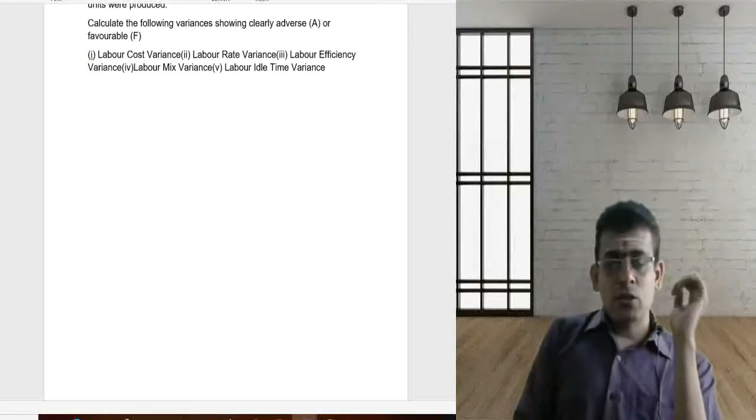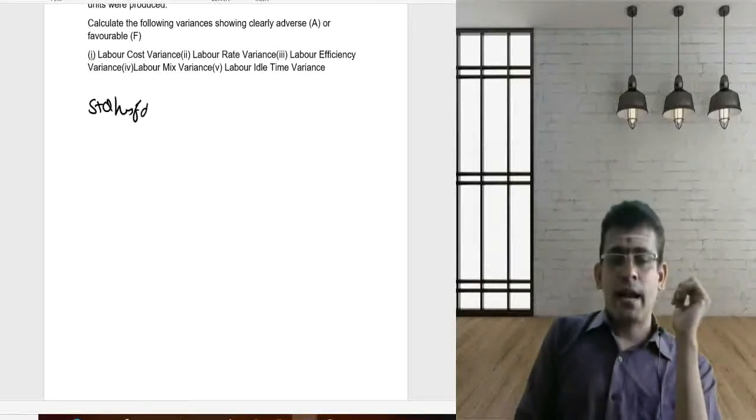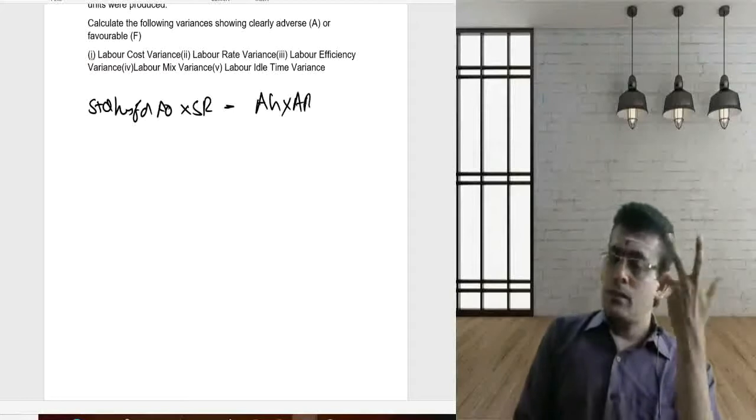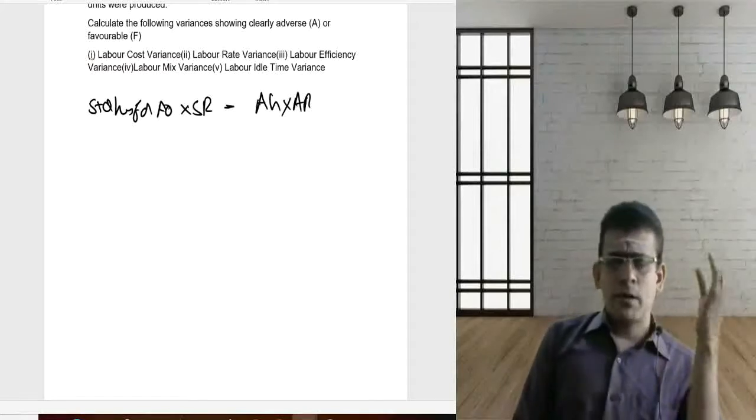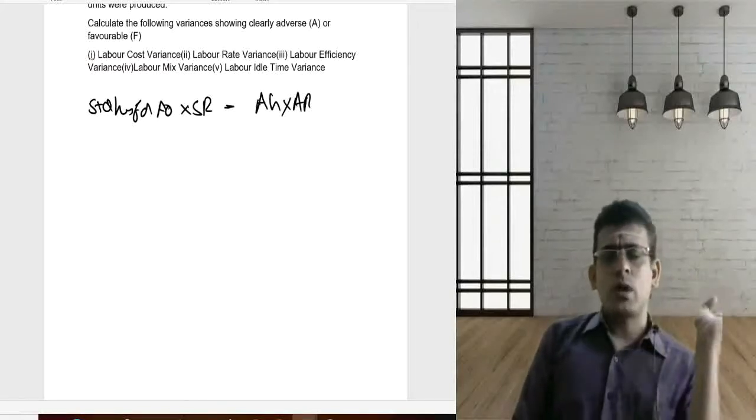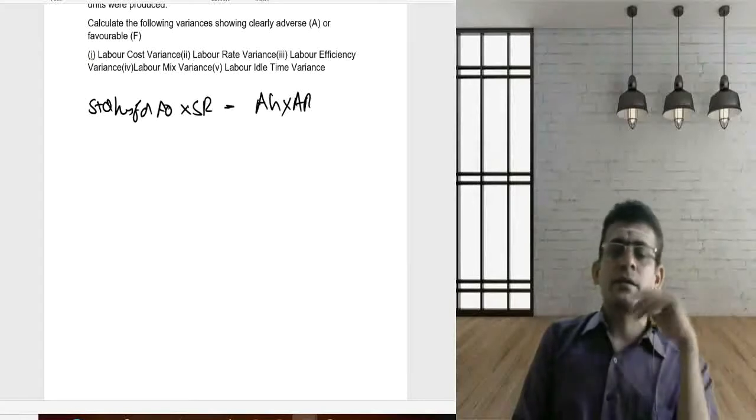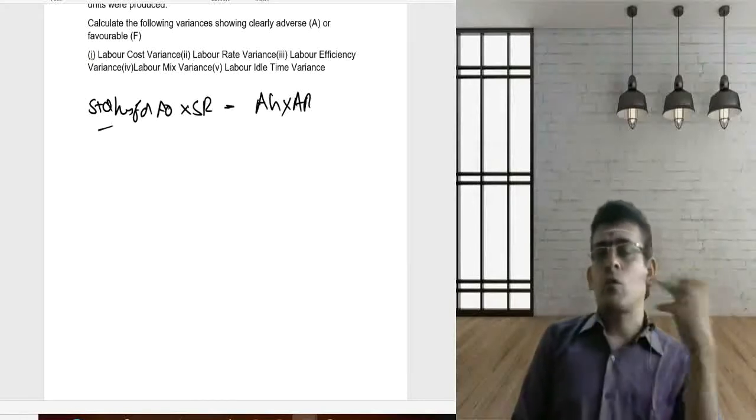So for calculation of your cost variance, what is required? Standard hours for actual output, multiplied by your standard rate, minus actual hours into actual rate. I will take the actual hours, multiply by the actual rate, and get the total. So I have to take the actual hours paid here. Based upon this, I can easily find out this part.